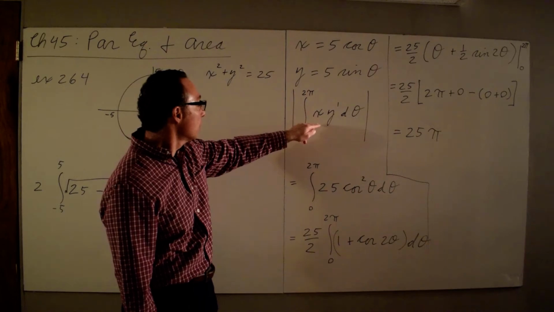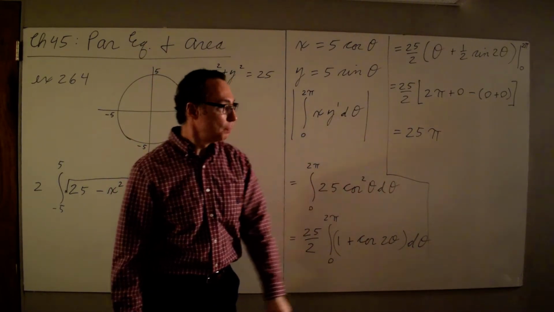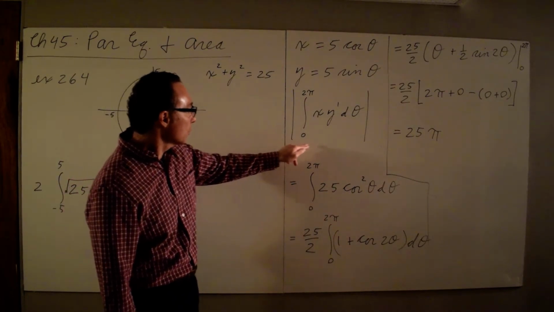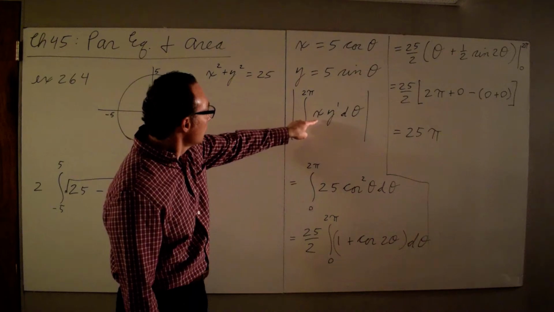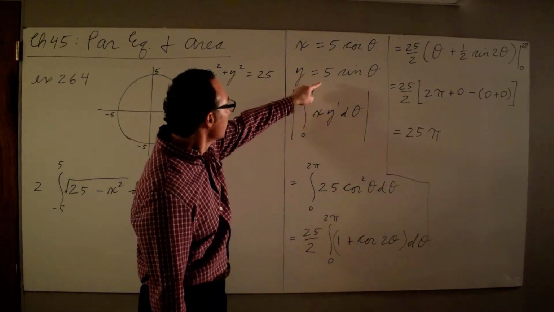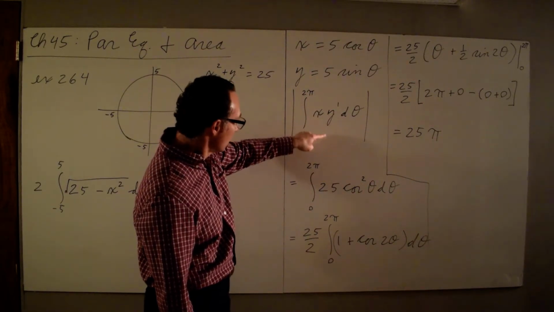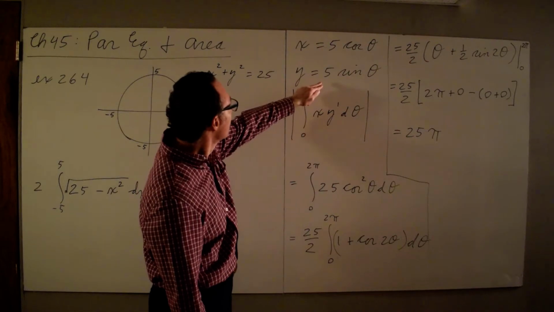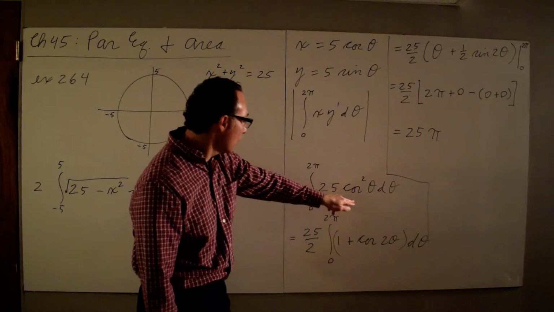We could also integrate x prime y d theta. Then we take the absolute value. I've chosen to integrate xy prime. So x times y prime is going to be 25 cosine squared theta d theta.